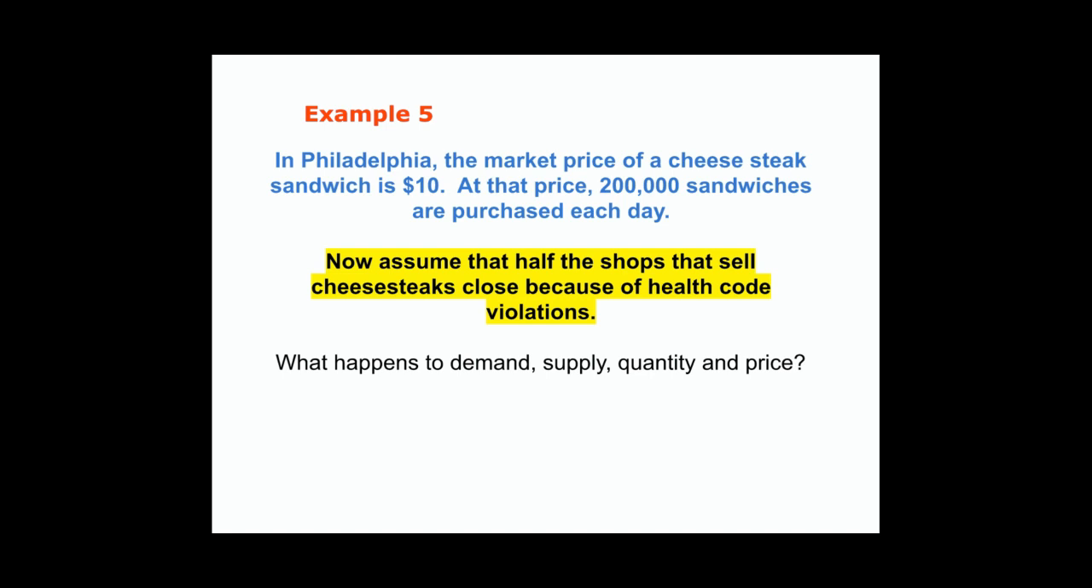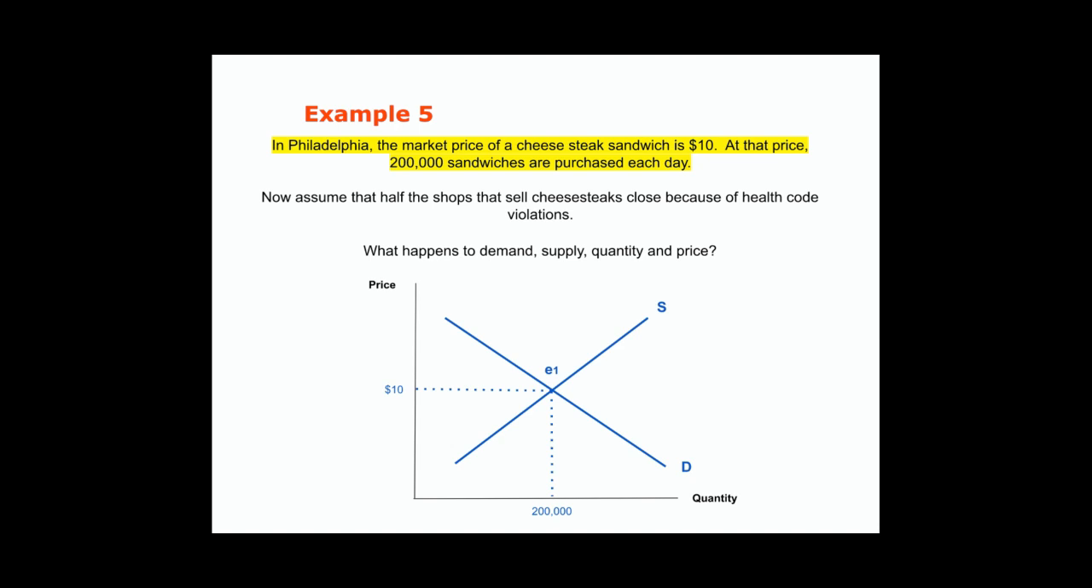How could that happen? Well, let's try to understand what happens in the marketplace. What happens to demand, supply, quantity, and price? Equilibrium analysis can help us figure that out. So we try to account for that fact. Many of the stores are now closing. We know supply is decreasing.